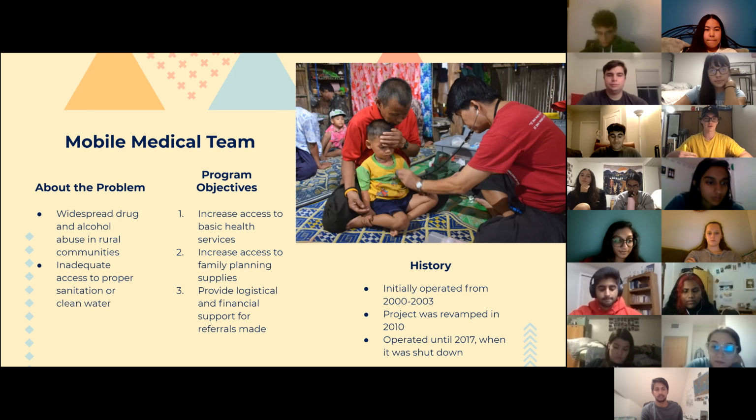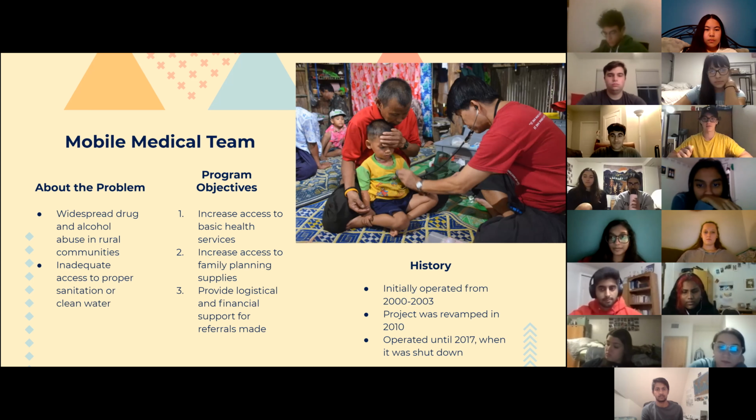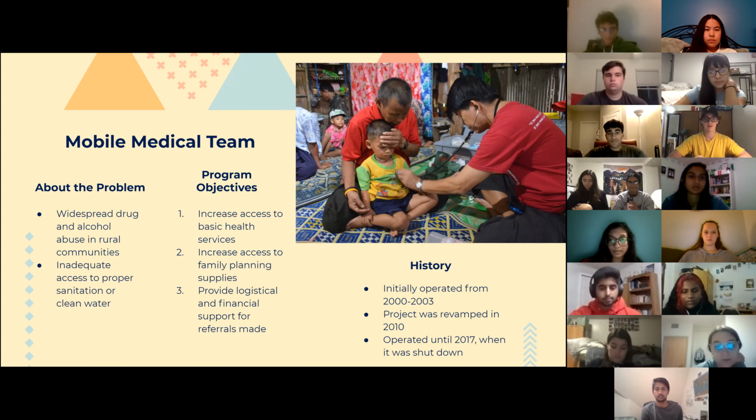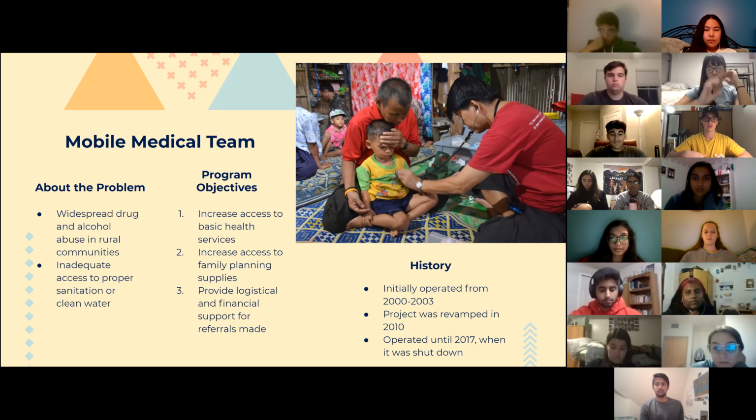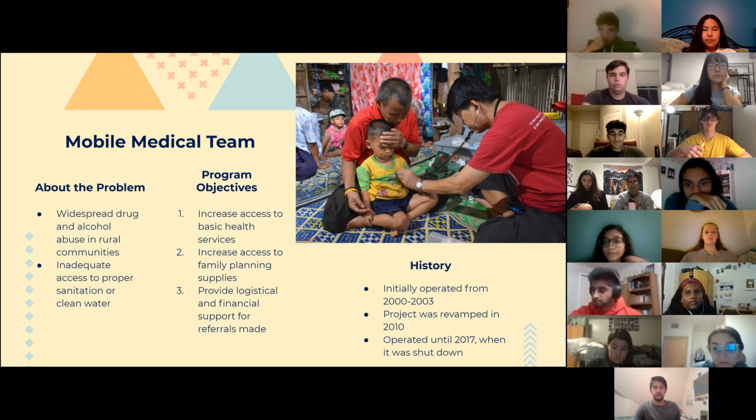And this problem was further exacerbated by the fact that lots of this water was contaminated by runoff of the chemicals used in the fields that the migrants worked in, along with the fact that there was widespread drug and alcohol abuse in these communities. So some of the objectives of the mobile medical team was to increase access to basic health services by targeting 2 to 3 communities weekly and rotating through about 44 communities annually. That way, each community would receive a visit approximately every 3 months, and they were trying to see 70 patients a week.